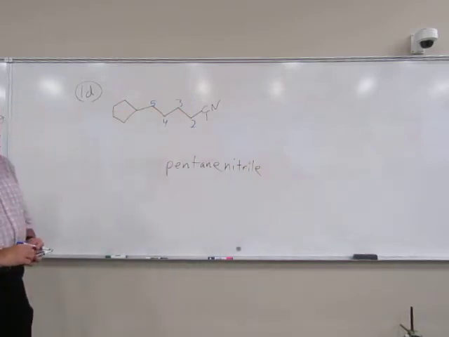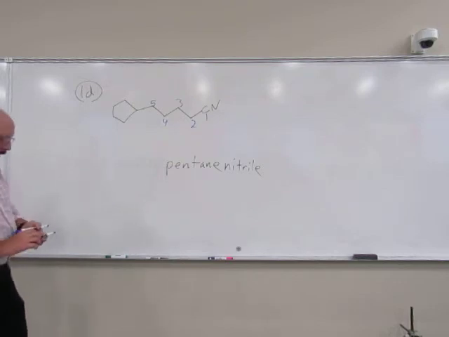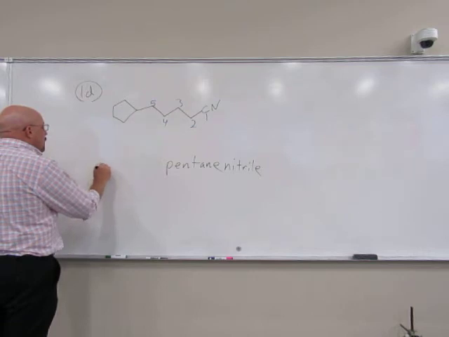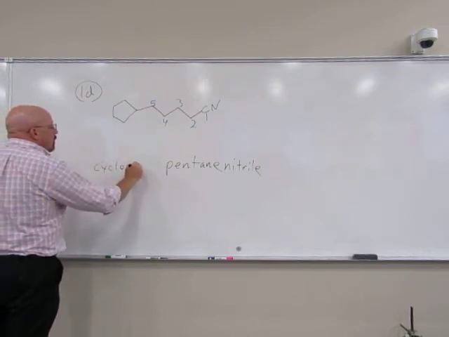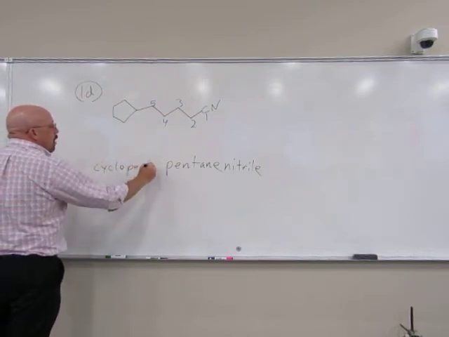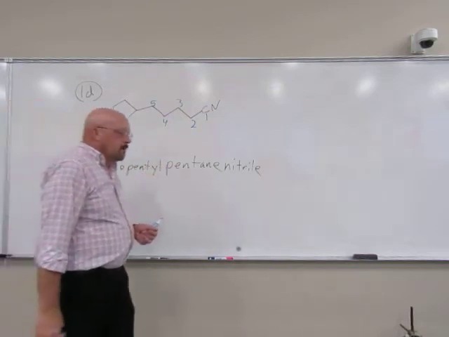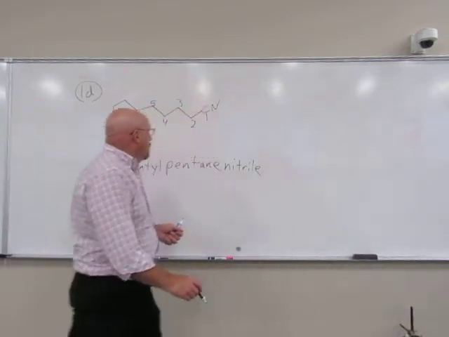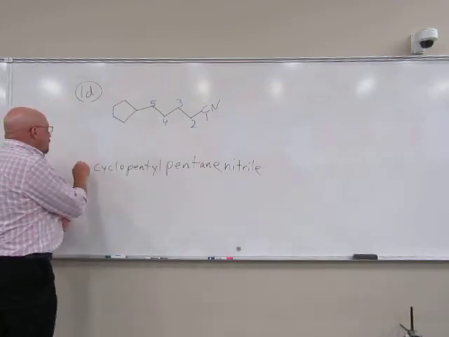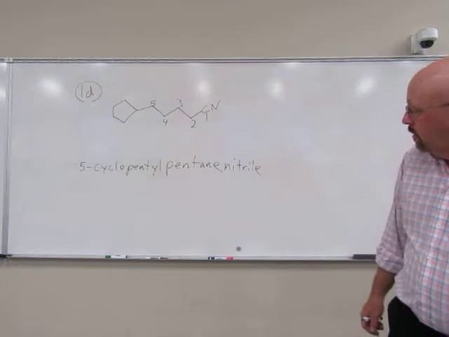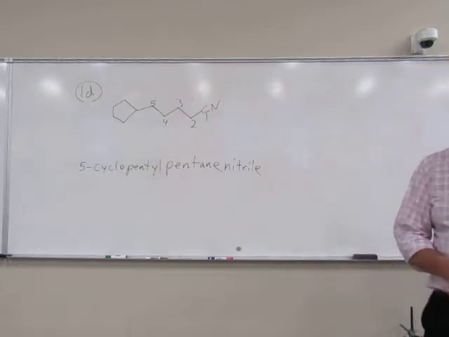Then we have a substituent to take care of. On the number 5 carbon is a cyclopentyl group. Remember, our groups end in YL, so that's a cyclopentyl. And that's on the number 5 carbon, so don't forget that. So a 5-cyclopentyl pentane nitrile.